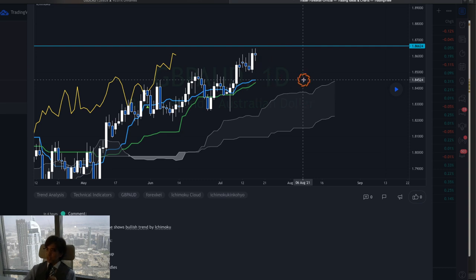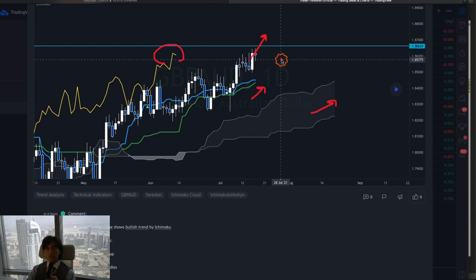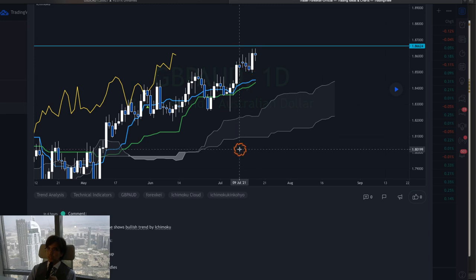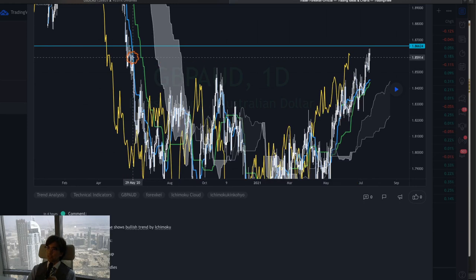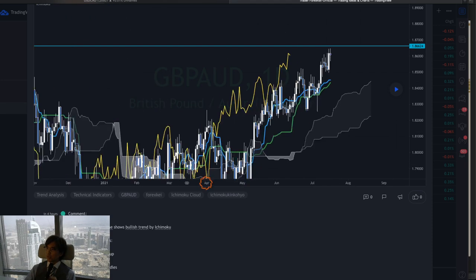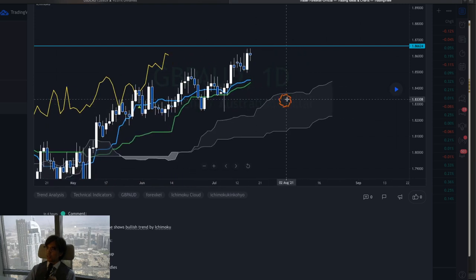But for now, once again, this is bullish. The Kumo is bullish, Kijun Sen is bullish, and Chikou Span is above the candles. So we can still expect the market to break. The market could break upwards through the resistance, and it may continuously go up this way. But still, we have to wait until the market breaks the resistance level at 1.86624, the resistance since the 29th of May last year. So this is the analysis for this market.